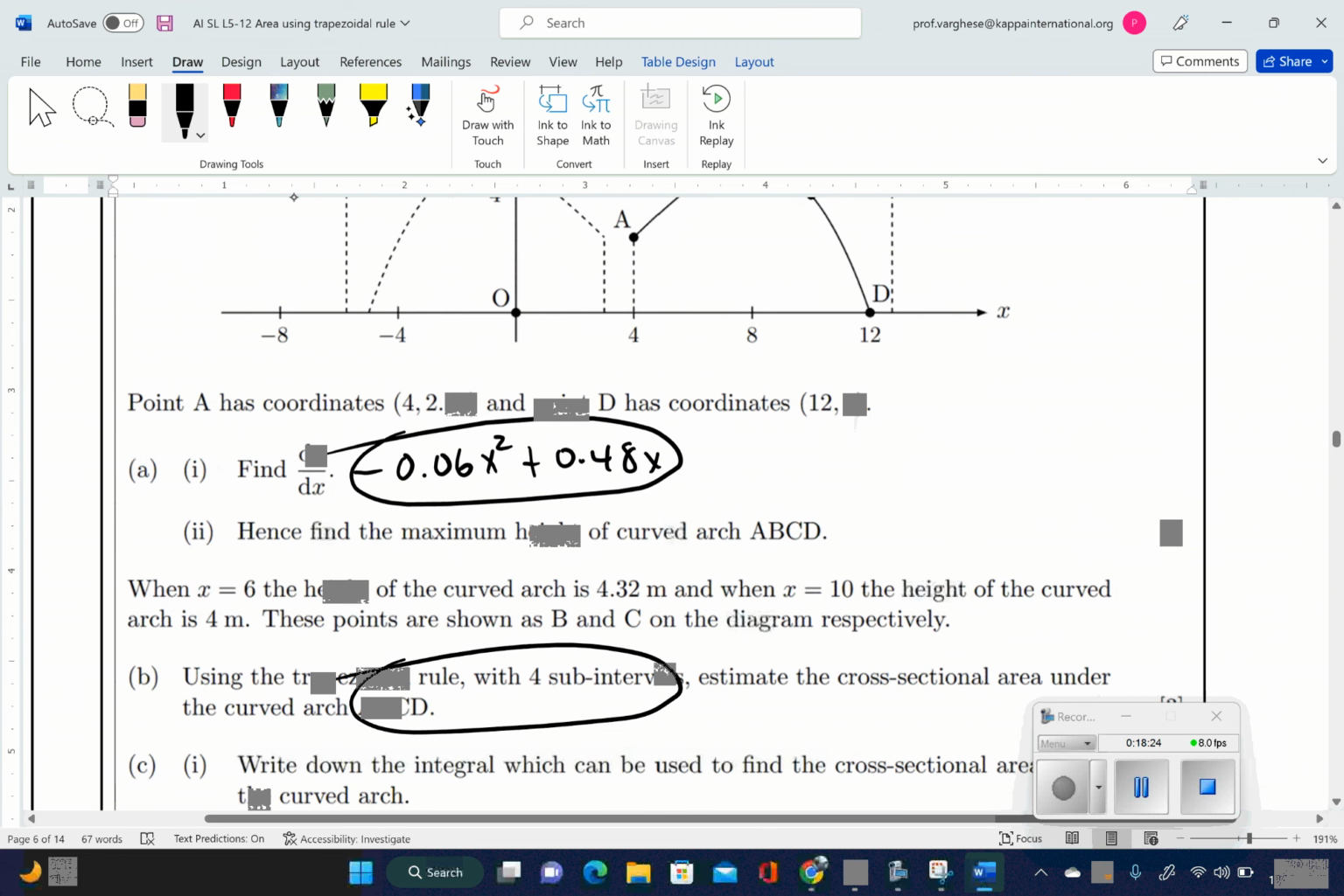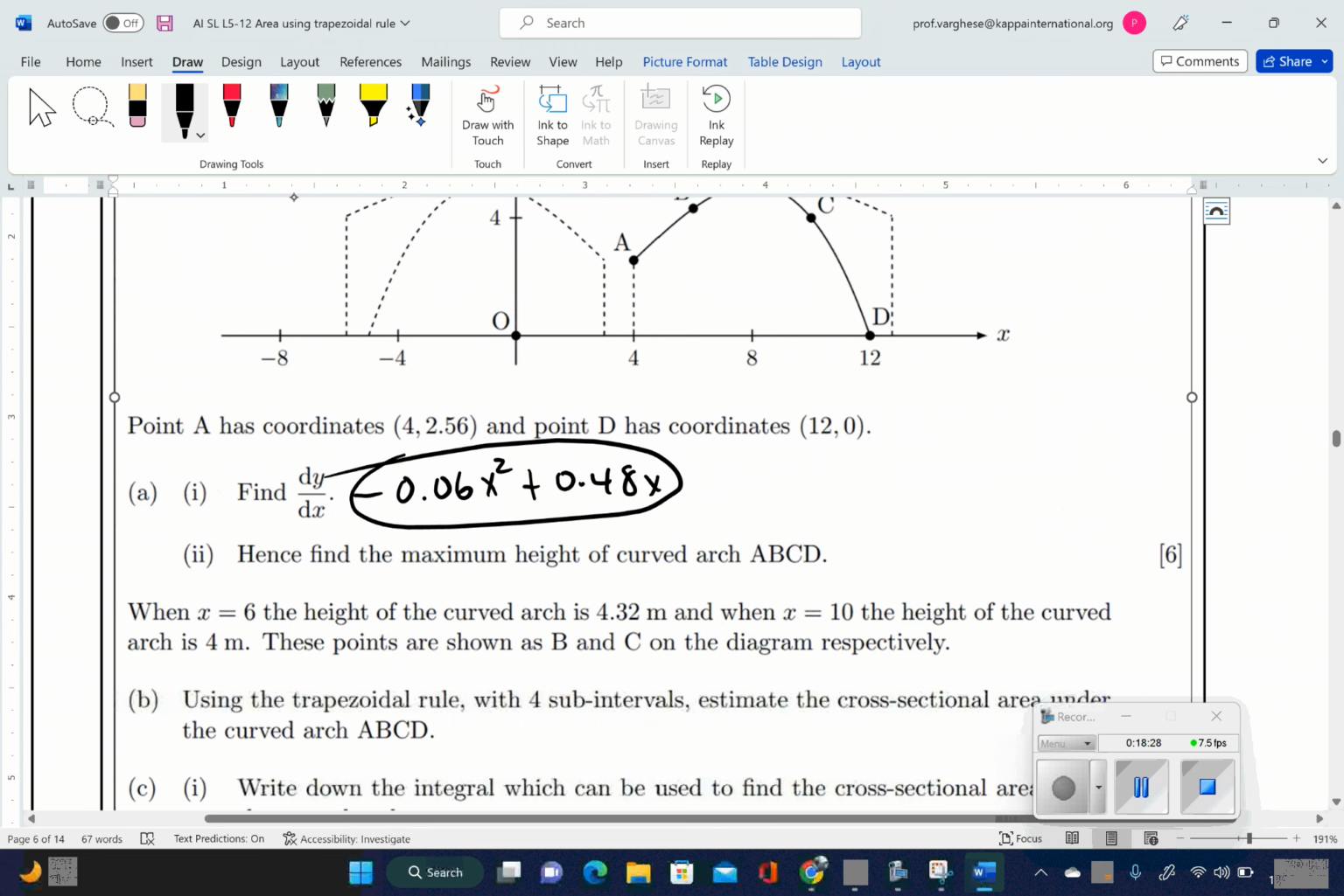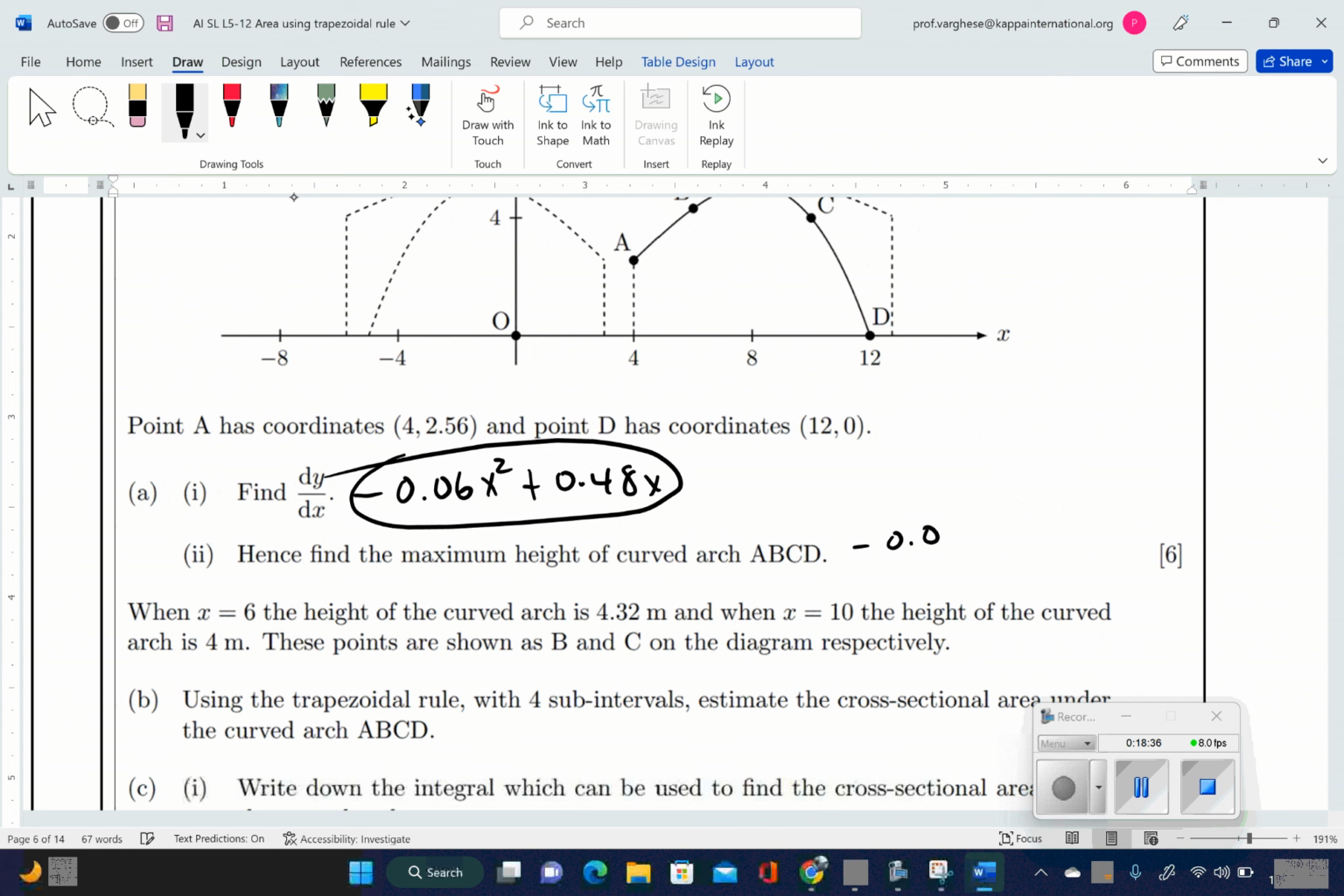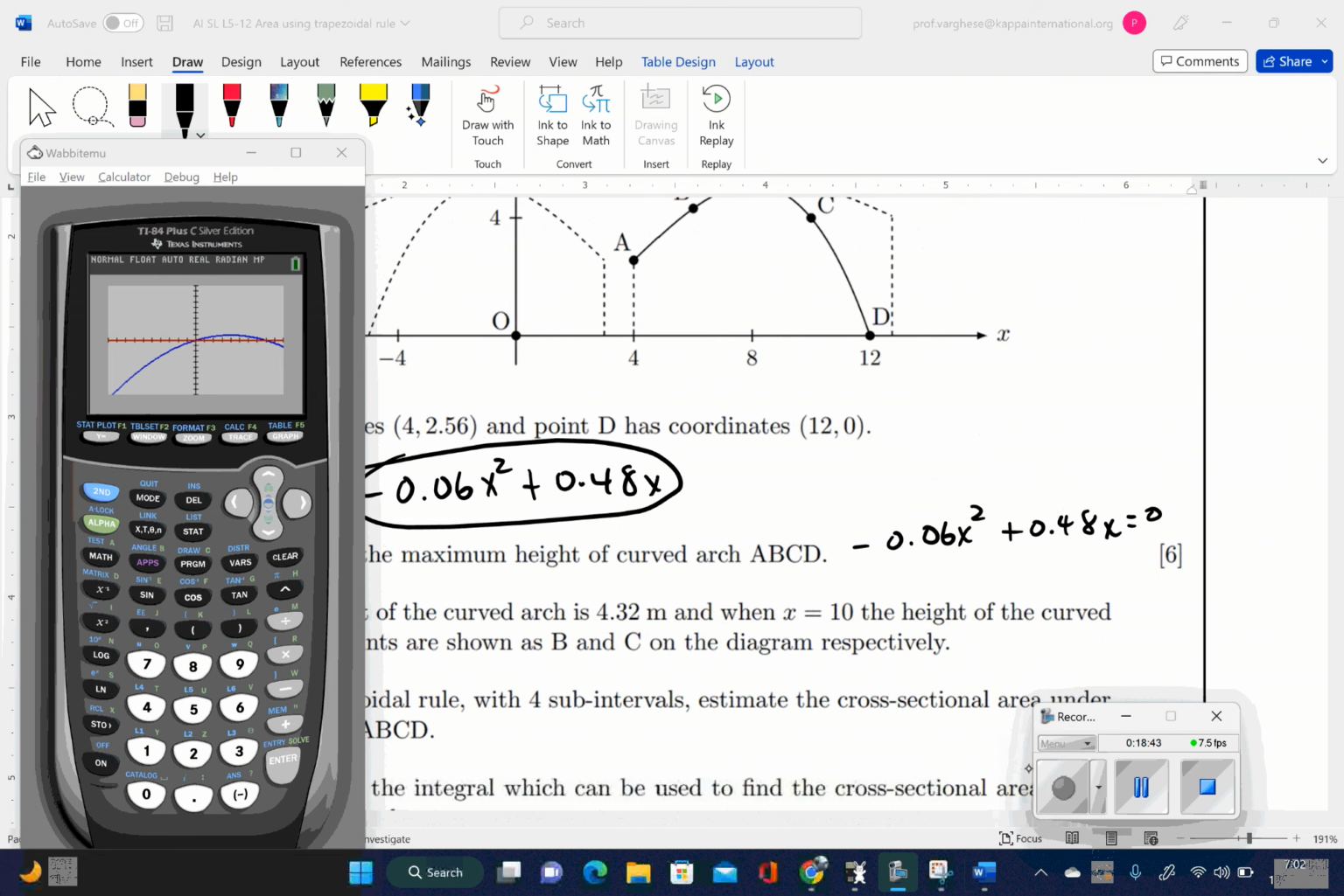Okay, not too bad. Then it says find the maximum height. So remember, to find the max or the min, we need to set this equal to 0. So we're going to take negative 0.06x squared plus 0.48x, and we're going to set it equal to 0. When I plugged it into my calculator, first thing, this goes under y1. The second part, which is 0, goes under y2. I'm going to hit graph, and I get something that looks like this. And I'm looking to see the maximum height. So this is one intersection right at 0, and this is a second intersection.